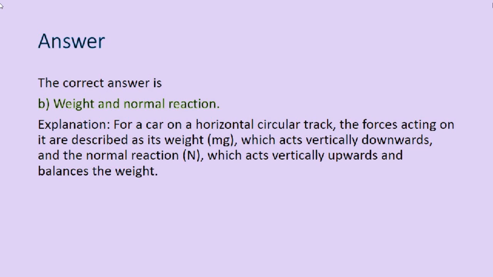Explanation. For a car on a horizontal circular track, the forces acting on it are its weight mg, which acts vertically downward, and the normal reaction capital N, which acts vertically upward and balances the weight. Please refer to the figure in the text and you can see these two forces are opposite to each other. mg is in the vertical downward direction, whereas the normal reaction is in the upward direction.